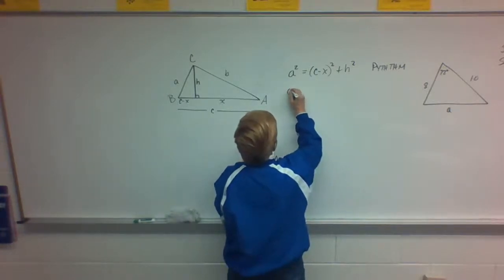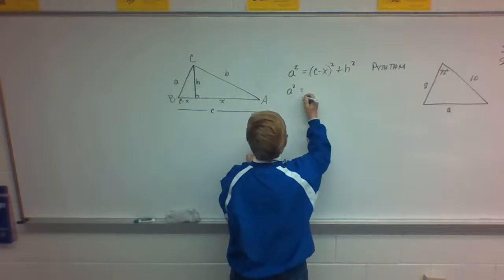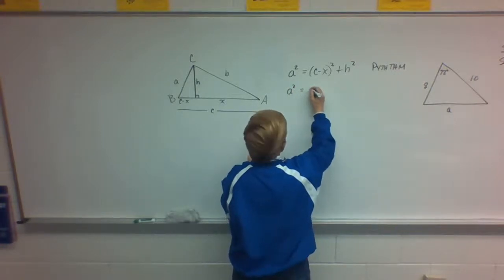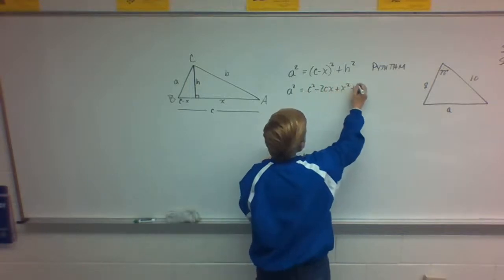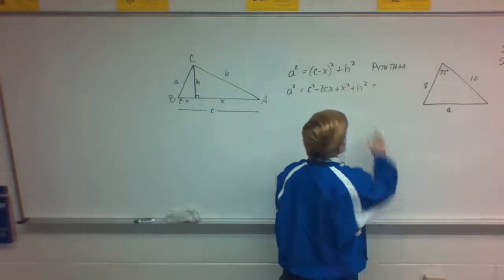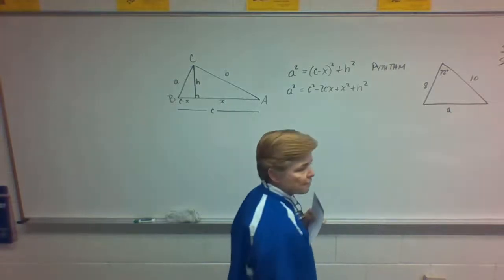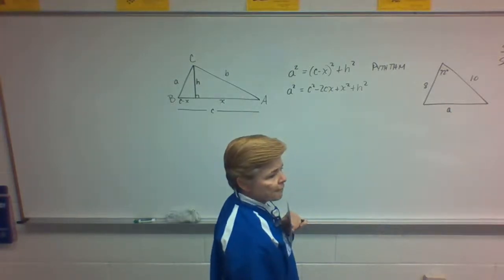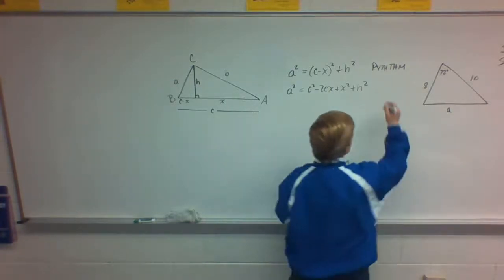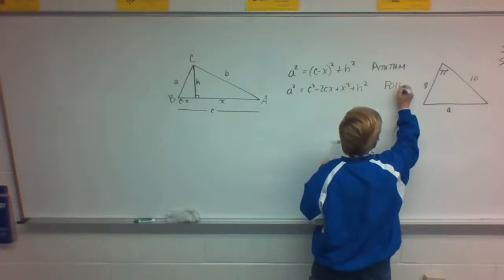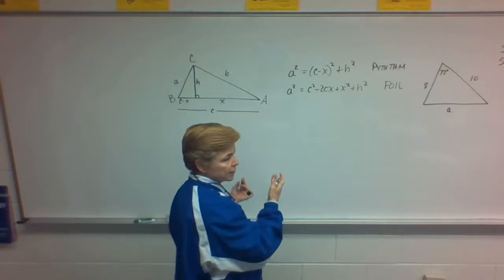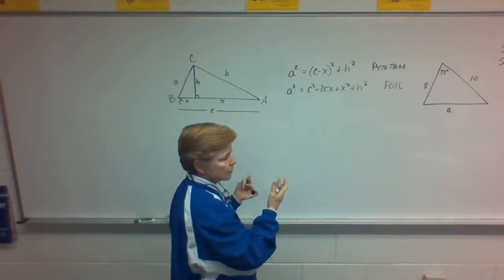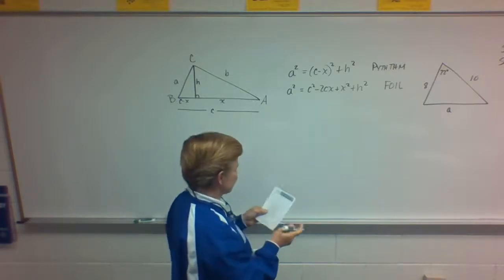Okay, so the next one I'm going to write, and I don't expect you to come up with this, but I expect you to see what happens from step to step. c squared minus 2cx plus x squared plus h squared. How come we can do that? Yeah, we squared a binomial. A lot of people would call that FOIL. You know, that isn't the only place FOIL applies, but we applied it here. Is that okay? I'm just going to write that down that way. So we all know that that can happen.